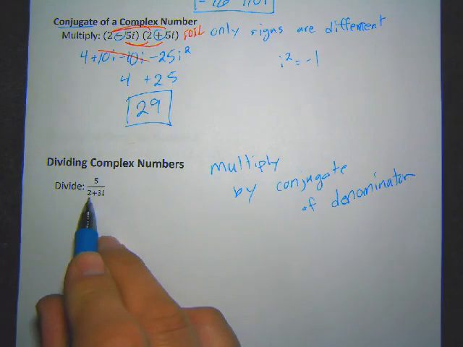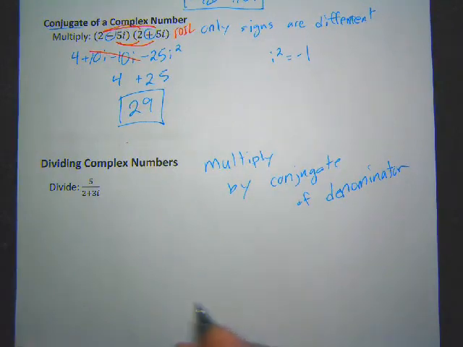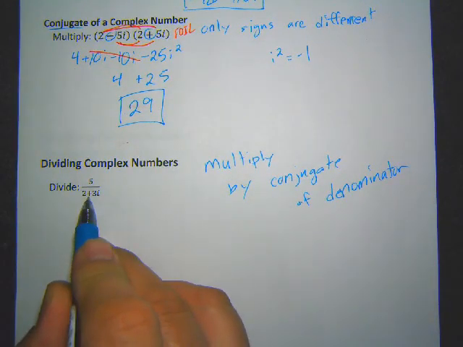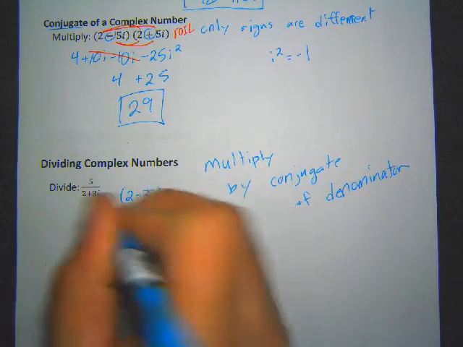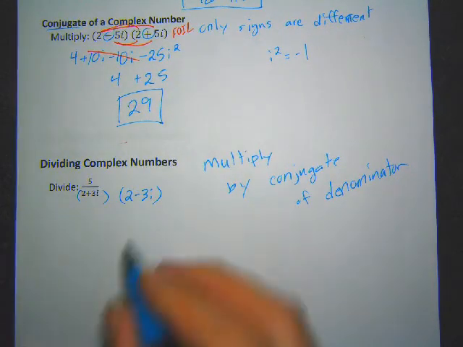So like in this case, the number on the bottom is 2 plus 3i. Well, the conjugate's the same thing with just a different sign. So the conjugate is going to be 2 minus 3i. So we're going to multiply by that. We're going to multiply that way.